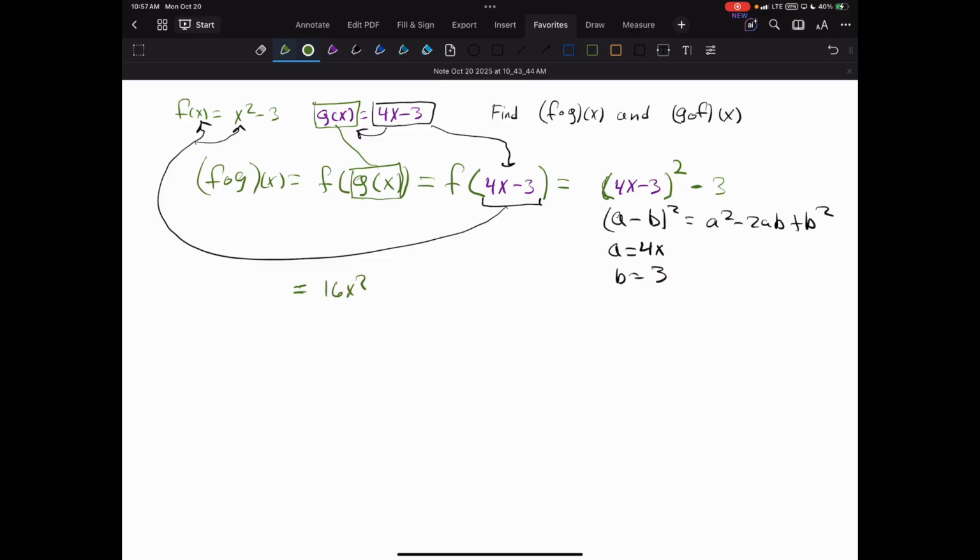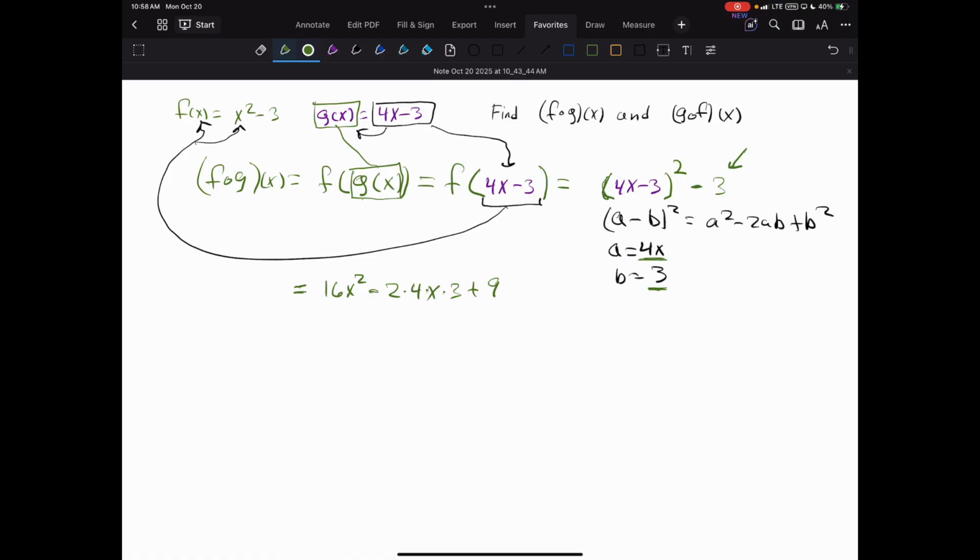I have 16x squared, because that's my 4x squared. And then that's going to be minus 2 times 4 times x times 3, right? Because 4x is my a, b is my 3, so that's 2ab, and it's minus 2ab. Okay, so with all that done, now I need to tack on my b squared in the end, and so that's going to be plus 3 squared. So let's just put plus 9 there.